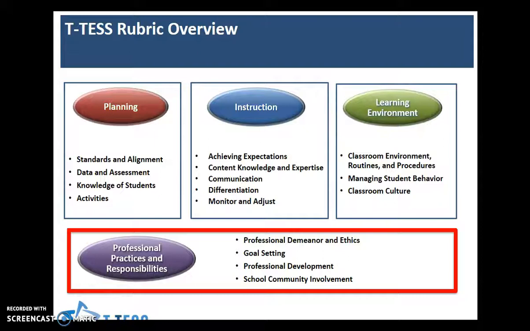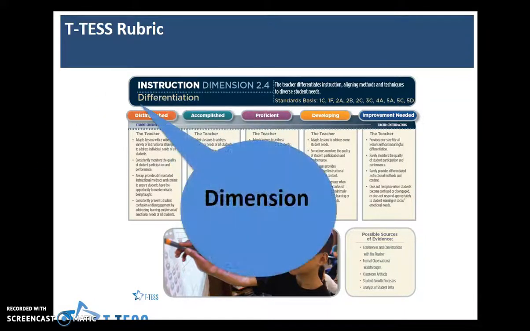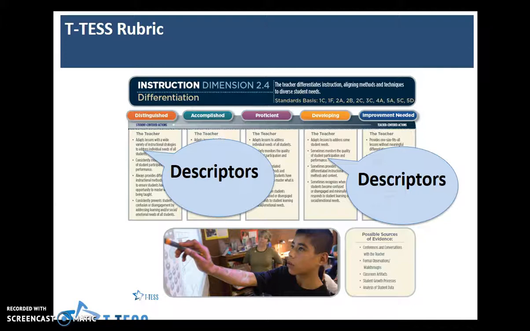The next few slides will highlight each element of the rubric: the domains, dimension, descriptors, and performance levels. This section of the rubric is where we see the domain. In this case, it's instruction, as it is notated right here in this area. This section outlines the dimensions. In this case, it's differentiation. These sections provide the descriptors for each performance level of the differentiation instruction dimension.